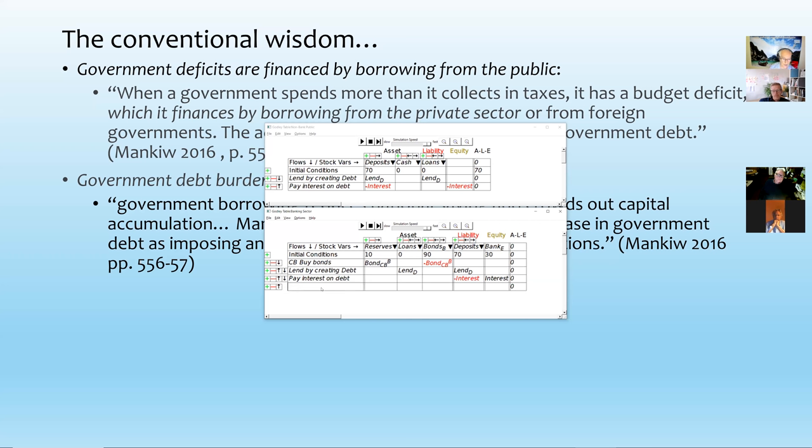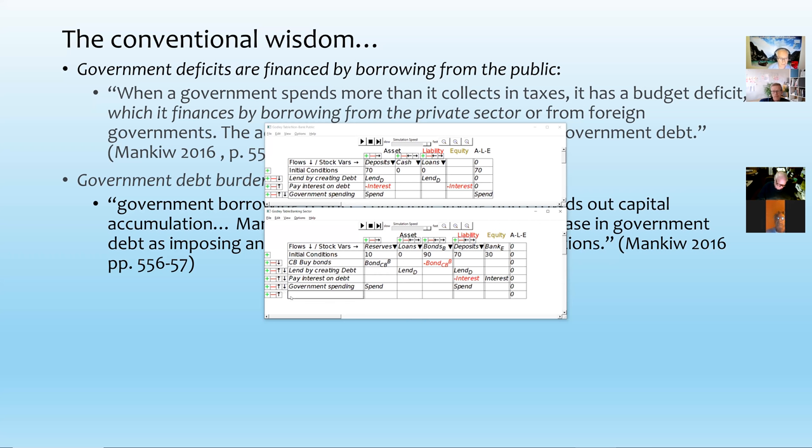And let's look at a government deficit. I'll have government spending here. The government spending puts money into deposit accounts, and it also increases reserves by the same amount. And that's the simplest proof that government spending creates money. It's doing exactly the same thing that the lending does, but rather than putting the asset in the loans of the banking sector, it puts the assets in the reserves of the banking sector.